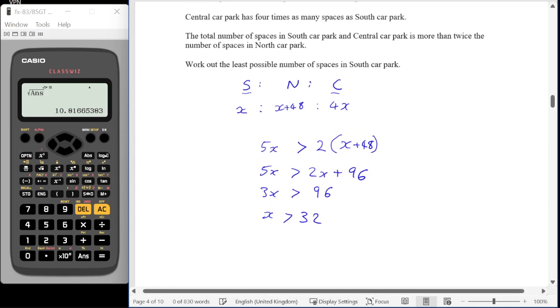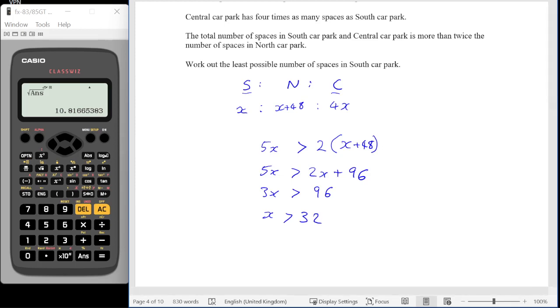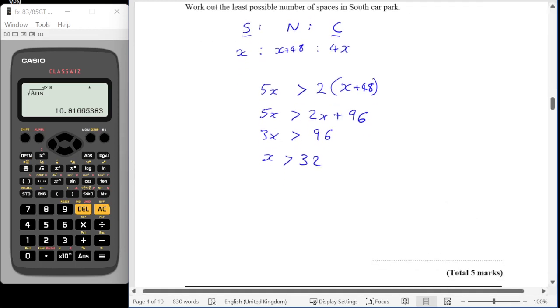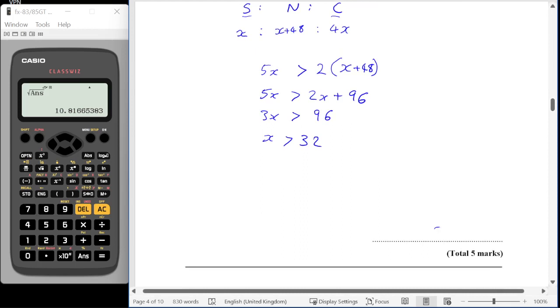32. So work out the least possible number of spaces in the south car park. So it can't be equal to 32, it's got to be greater than 32, so it's got to be 33.